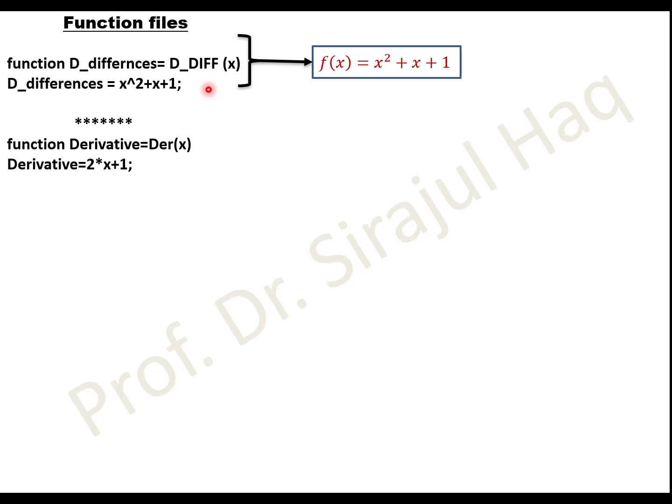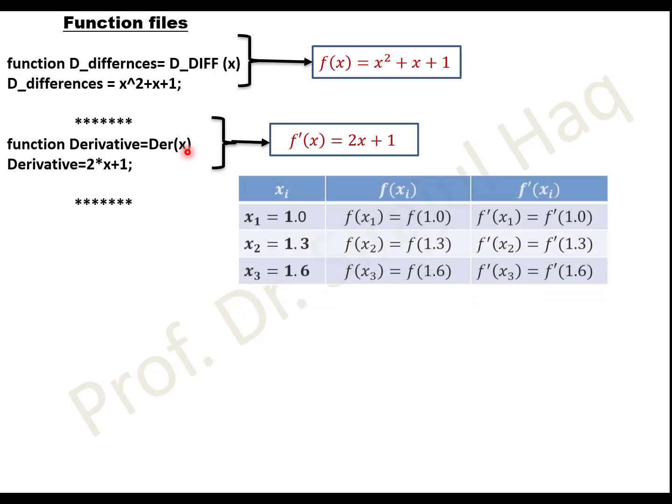This is the function for derivative of the function. So you can see, if I take derivative of this function, this is 2x plus 1. So I define another function which is related to the derivative, and remember you have to save with der.m in the main directory, and x is the variable like the function file. You have to send information about x to this function file, and that will compute the derivative for you.